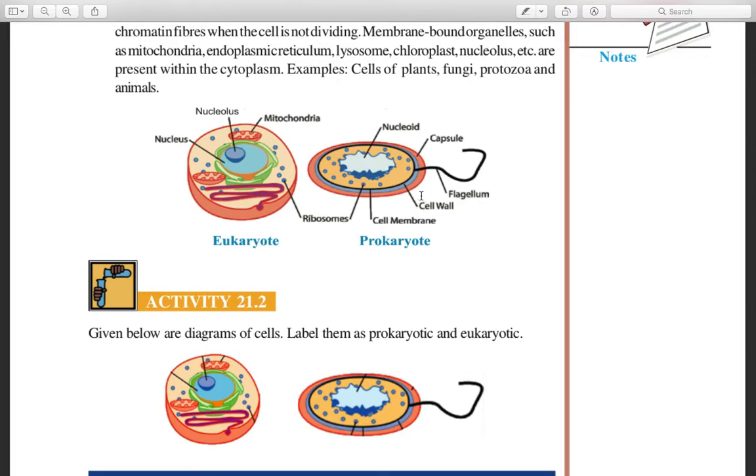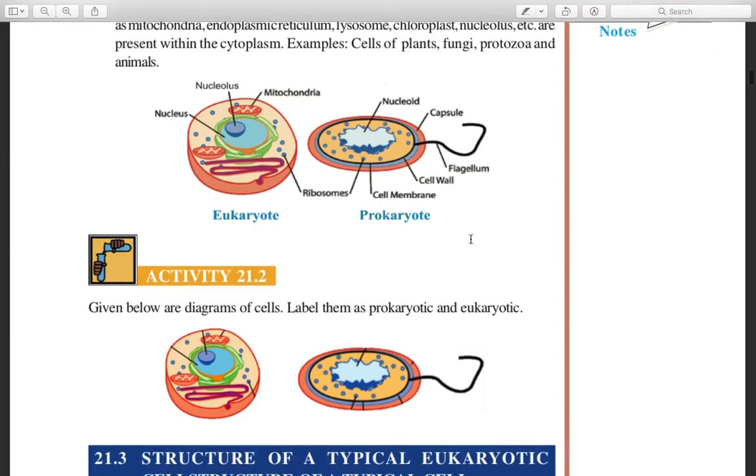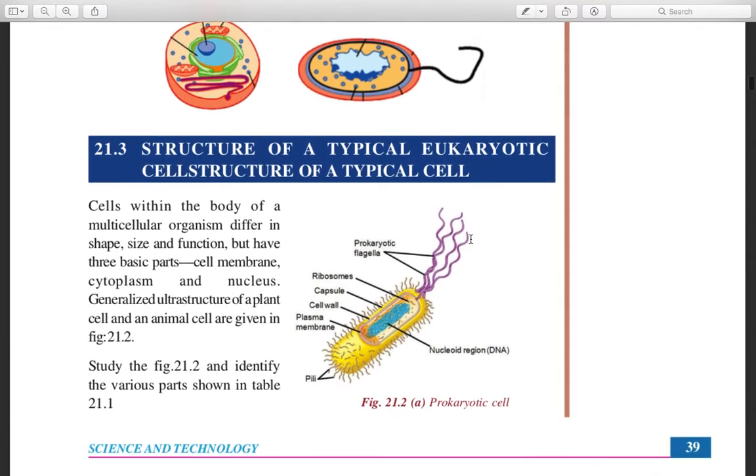And when you take the prokaryotic cell, you don't see a proper nucleus, so that is called the nucleoid, and you have a capsule. Flagellum is a part used in locomotion, that is for movement of the bacteria. So cell wall, cell membrane is there. So ribosomes, these are some of the organelles. Inshallah, we'll see more in detail.